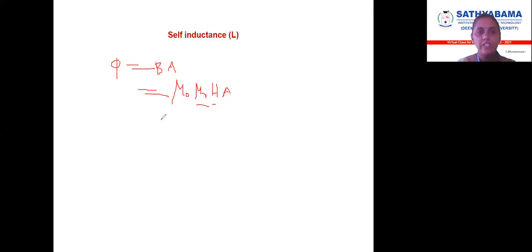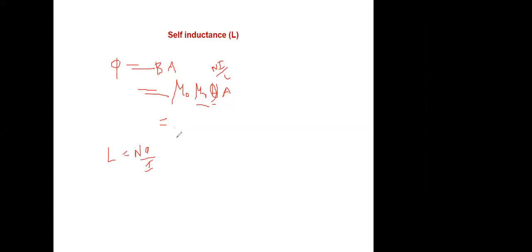Now we know H is given by Ni by L. So for this H, I will substitute Ni by L. N is the number of turns, I is the current flowing through it, and L is the length of the conductor. Now this is the value for flux, right? Now we already know L is equal to N phi by I. We have derived it previously. So in this L is equal to N phi by I, for the flux value I am going to substitute mu naught mu r Ni by L.